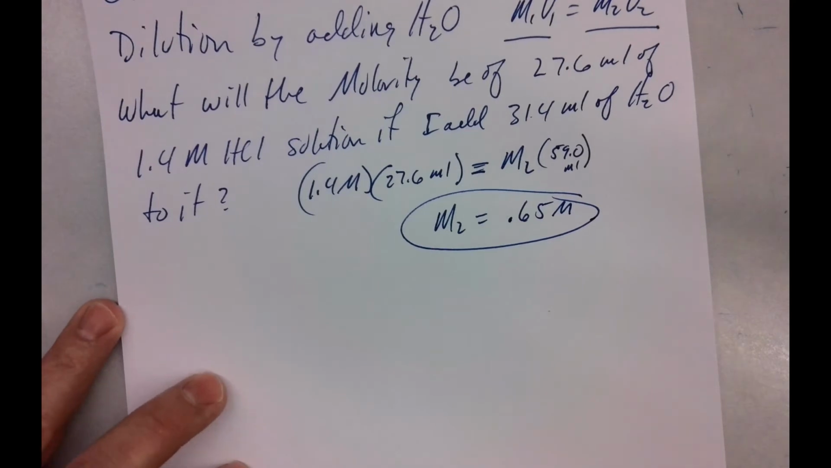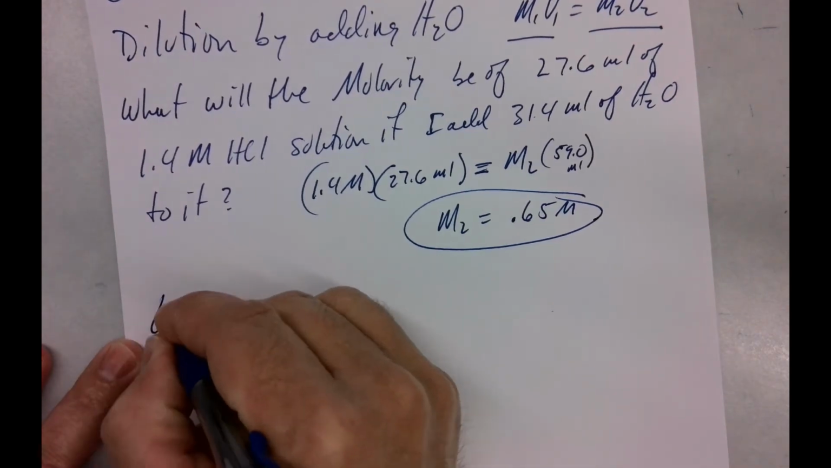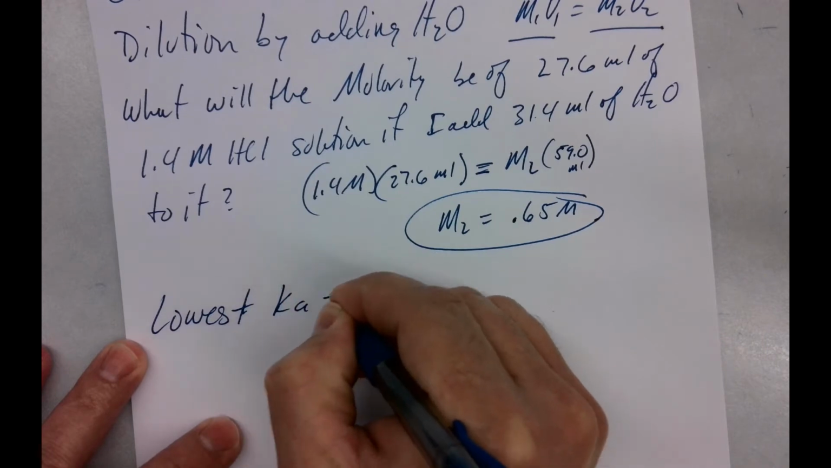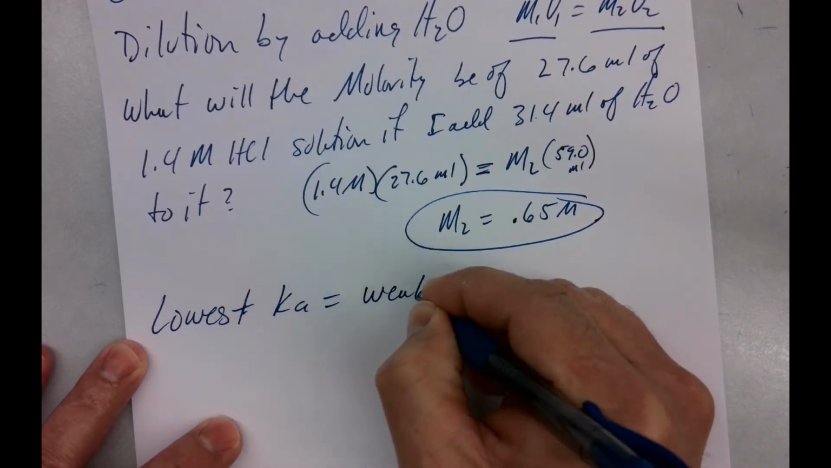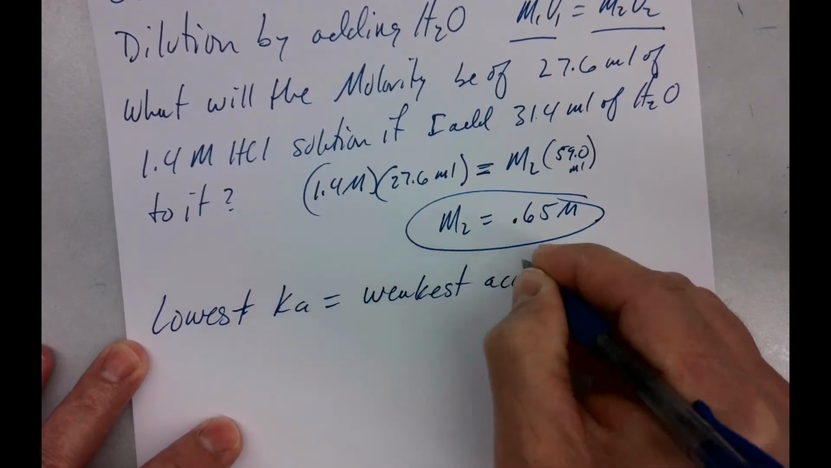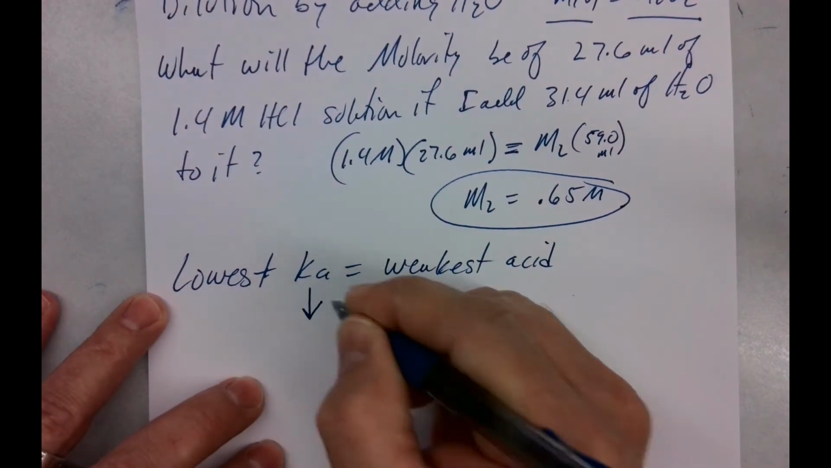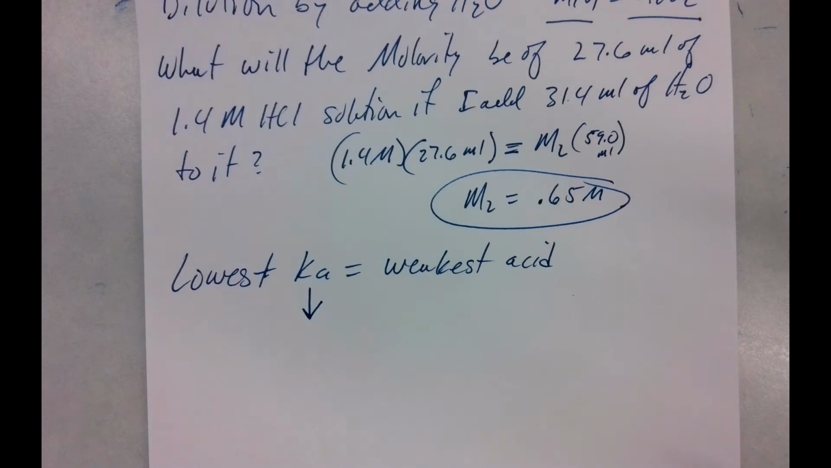All righty. Next thing I wrote down was this. Lowest Ka equals the weakest acid. Now, anybody in here remember what Ka stood for?